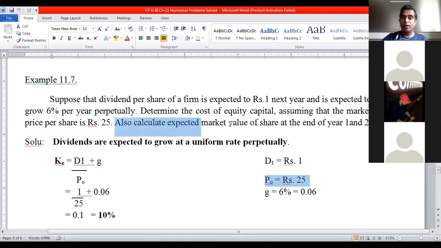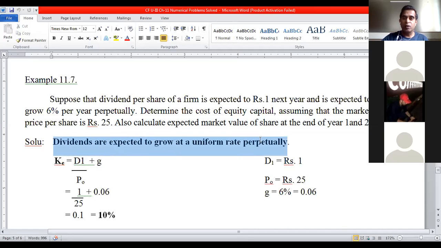Also calculate the expected market value of the share, meaning the expected price of the equity share at the end of year 1 and year 2. As we said, the market price of an equity share is sensitive to the expected dividend, so we can also calculate the market price of equity shares at the end of year 1 and 2. This is a situation where dividends are expected to grow at a uniform rate perpetually, meaning each year dividend growth will happen only at the rate of 6%.